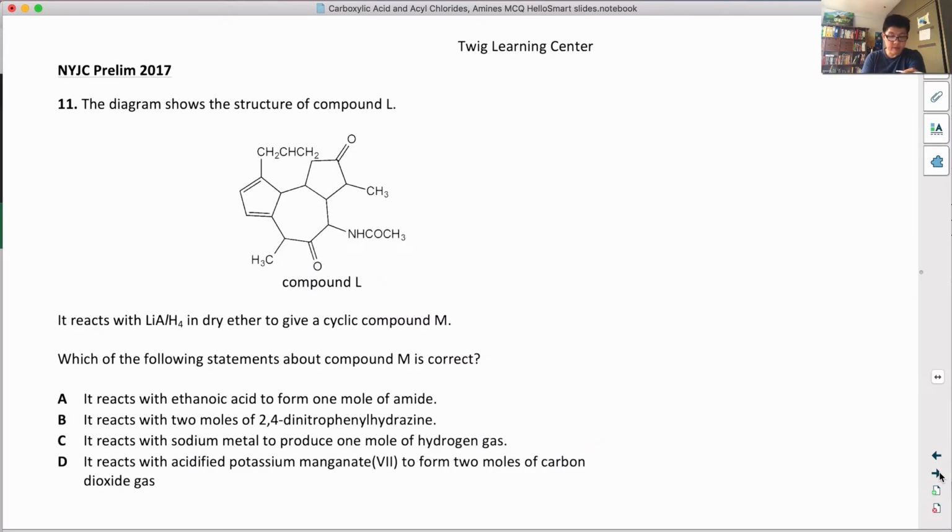Okay, 11. The diagram shows the structure of L. L reacts with lithium aluminum hydride and dry ether to give a cyclic compound M. Let me just draw what M is. Then hopefully everything will make sense.